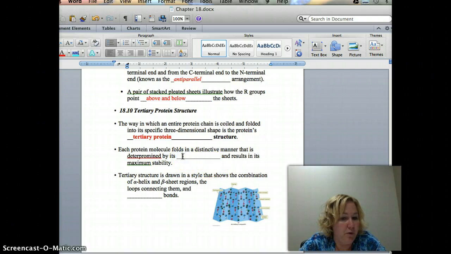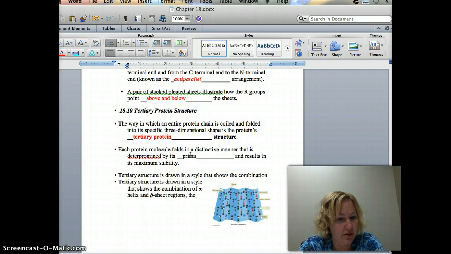Basically what's happening is we're folding it over on itself. Now we're going to use some disulfide bridges. We're going to use all the interactions we can to just scrunch that thing up, make it much smaller. Each protein folds in a distinctive manner that is basically determined by its primary structure. The tertiary structure is determined mostly by its primary structure.